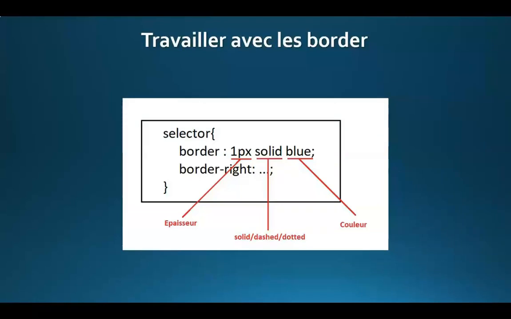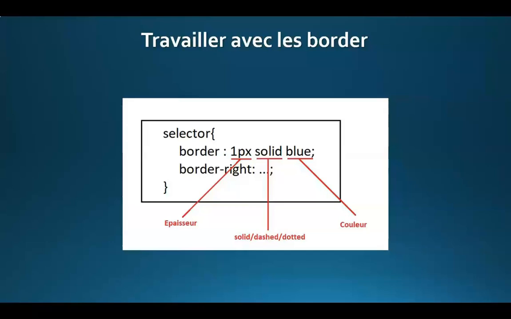You will have to choose a selector, so it could be any tag, class or ID you choose. Let's say that here it is, for example, your H1. You will put your border 1 pixel. So 1 pixel will correspond to your thickness, so it will always be in this direction. We will take 3 values, so 1 pixel is the thickness. Then the second value is solid, but it can very well be dashed or dotted.